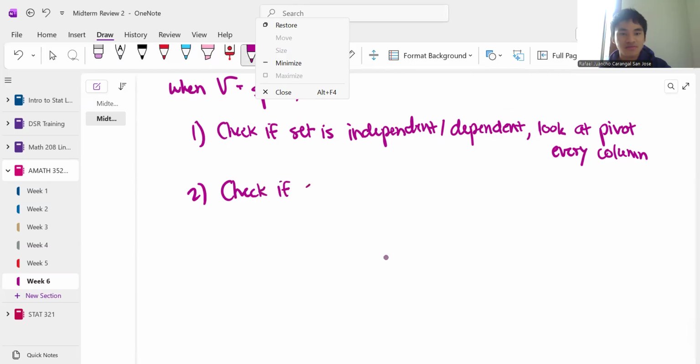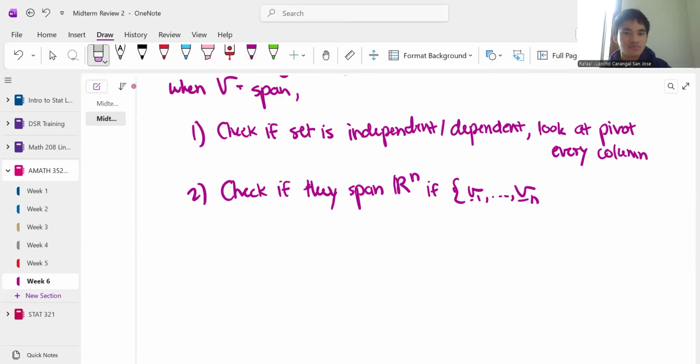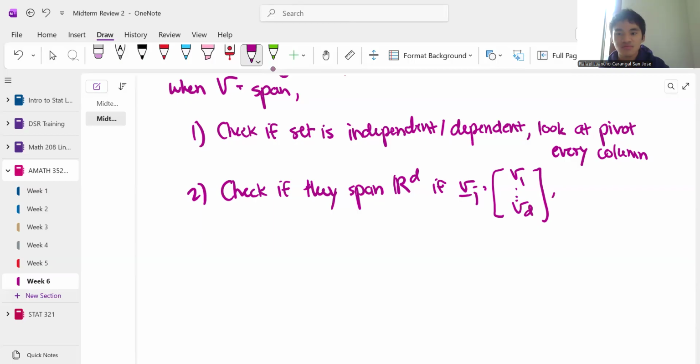Check if they span Rn if the set is v1. Oh no, shoot. They span Rd, not Rn, if we have some vj from v1 all the way to vd. How do I check? Look at the pivot in every row.